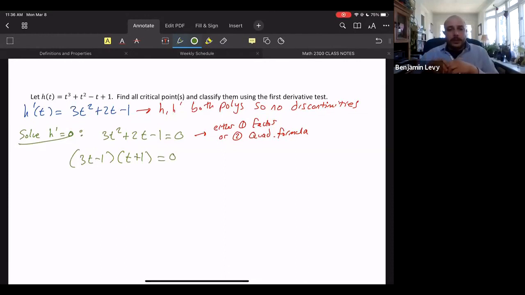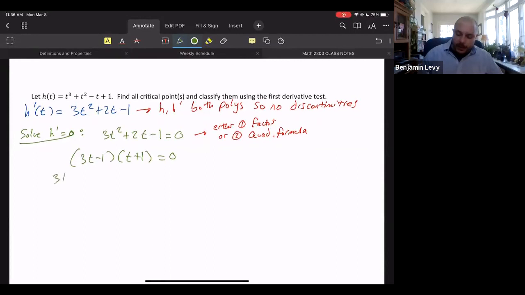And we're multiplying two things there, right? We're multiplying those two factors, 3t minus 1, by t plus 1, and we want that to be 0. The only way you can multiply two things and get 0 is if one of them is 0 themselves. And so that's why you take them separately and set them equal to 0.